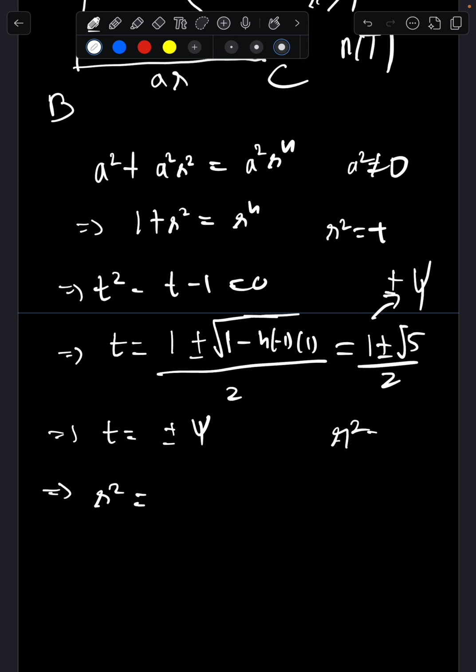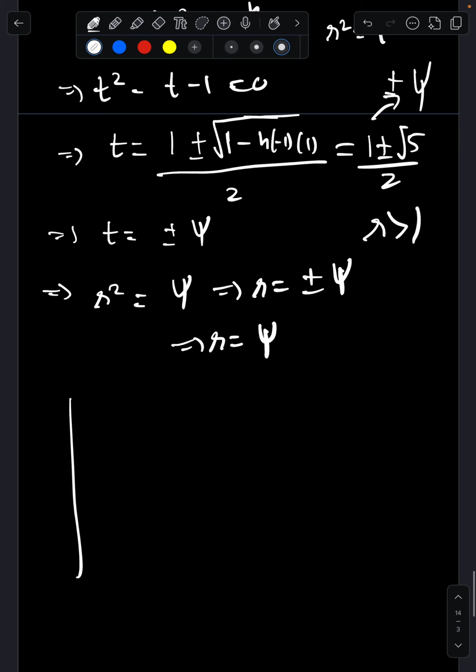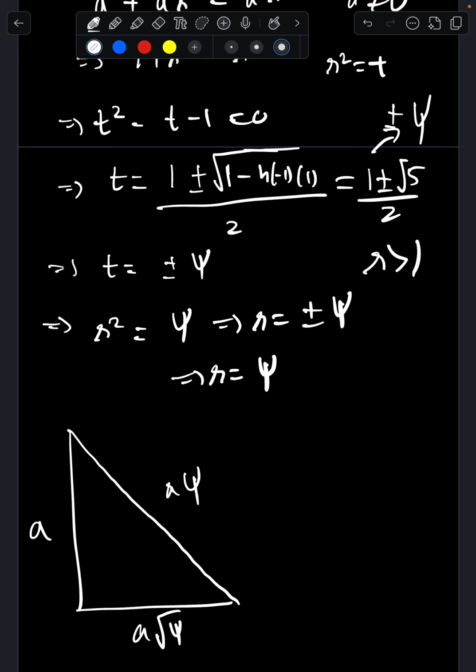Now R squared equals the negative value, that is complex numbers, but we don't want that because we're dealing with real numbers and triangles. So R squared is the positive value, so R is plus or minus its square root, but then again R is greater than 1, so R is only the positive root. So now you have the triangle A, A root of that, and A times that. I made a mistake.